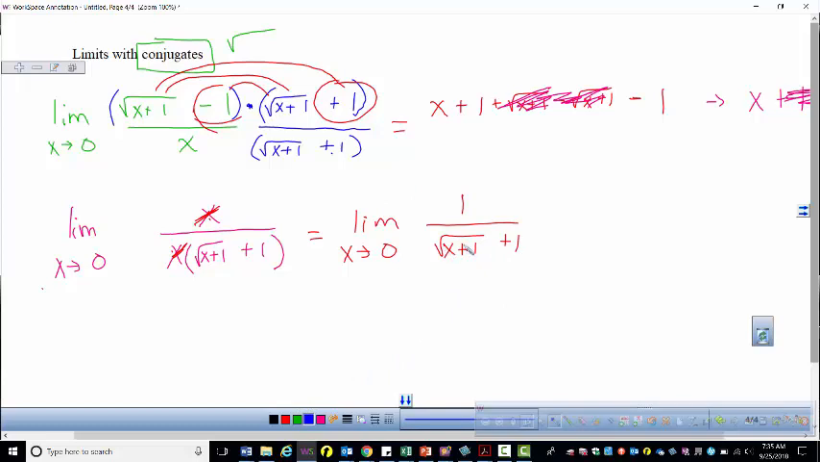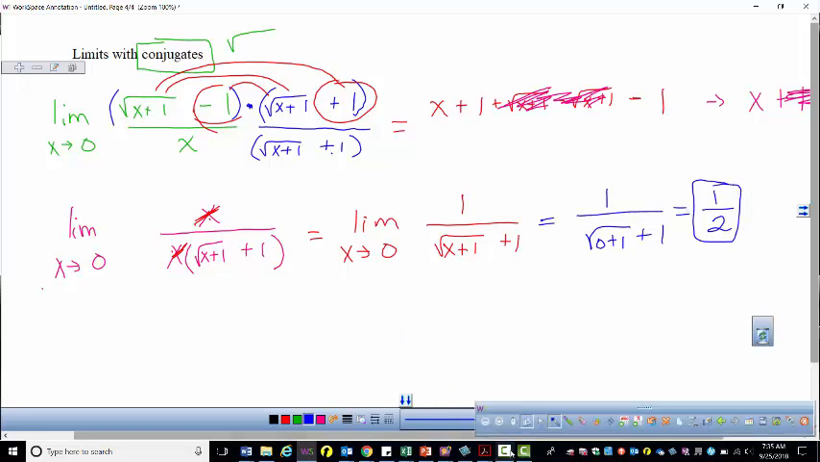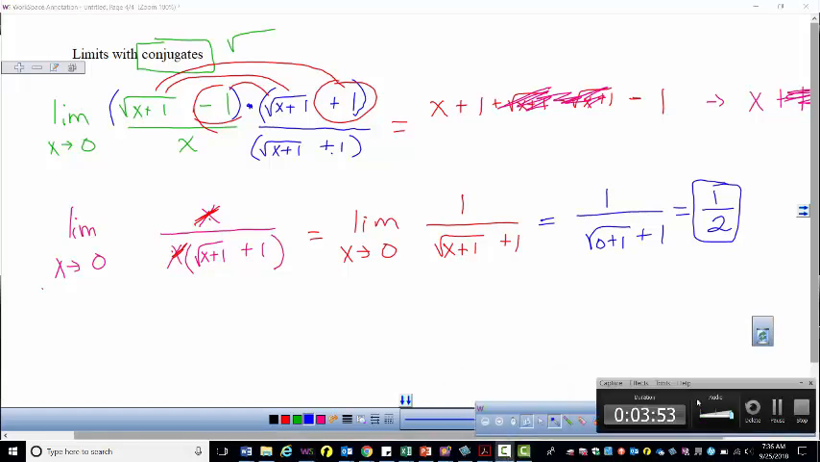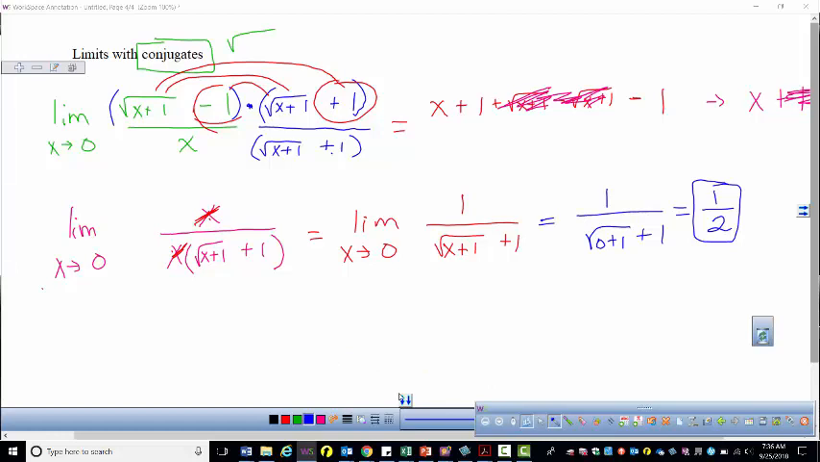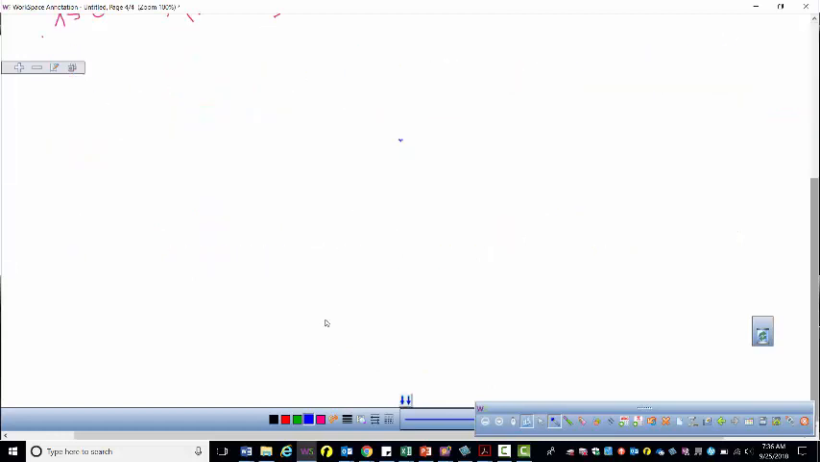And now I can put 0 in. 1 over the square root of 0 plus 1 plus 1. Well, the square root of 0 plus 1 is 1, so I get 1 over 2, or 1/2 is the value of my limit. That is a conjugate. We're going to try one more. They're different, but you have done the algebra before. Okay, so let's try another conjugate, just so you have another example, because they're a little bit harder than factoring.